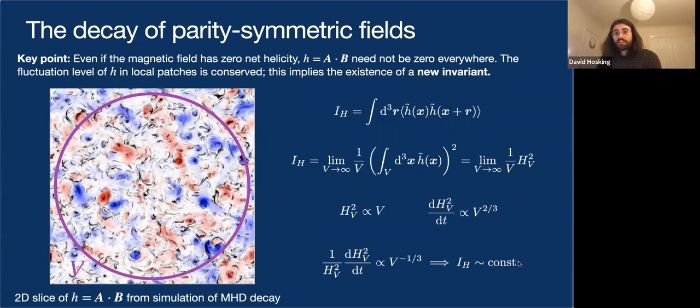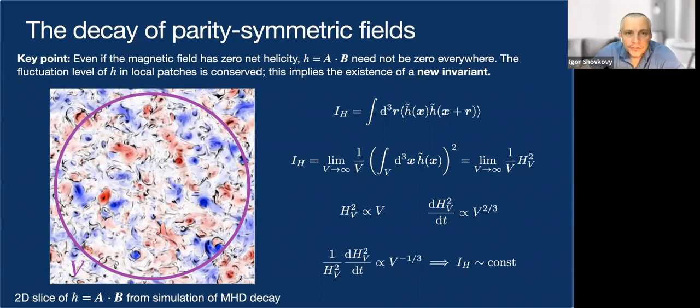I think that's the most physically transparent argument for why this IH is a conserved quantity. Of course, if one prefers, one can just write down an evolution equation for H and construct the evolution equation for the correlator, and then integrate it over space, and you'll be able to show that it is invariant that way. But I think that derivation loses something in terms of the physical insight.